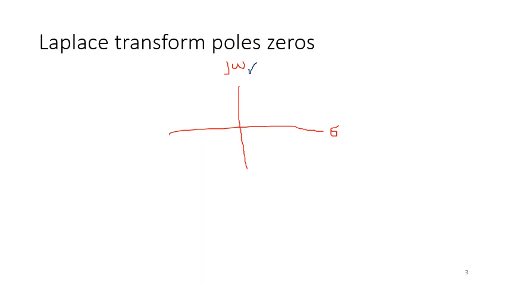For example, we have two poles. Poles are represented by the cross signs, so one pole here and one here. Similarly, we have two zeros, one zero here and one zero here. Using these poles and zeros, we can completely specify X(s), except for the scaling factor, that is b_m. This is how we can represent it.